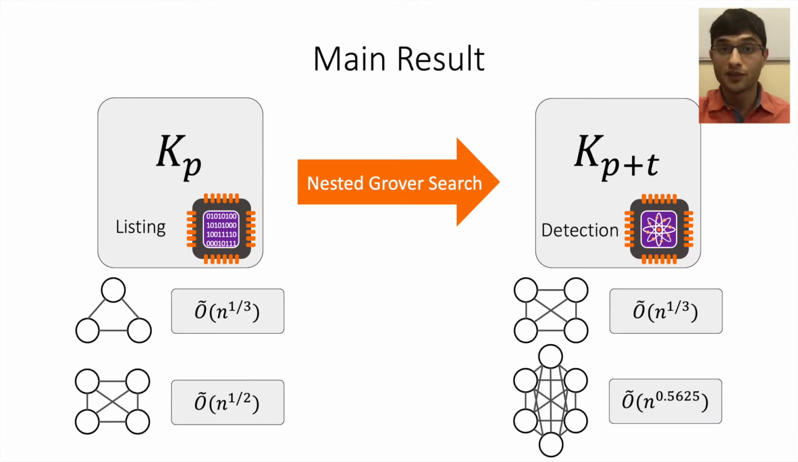Some examples for the results that we show. We take an algorithm for listing all triangles, that is cliques of size 3, in n to the 1/3 rounds in the non-quantum setting. And we show how to transform this algorithm into one which detects cliques of size 4 in the same round complexity.